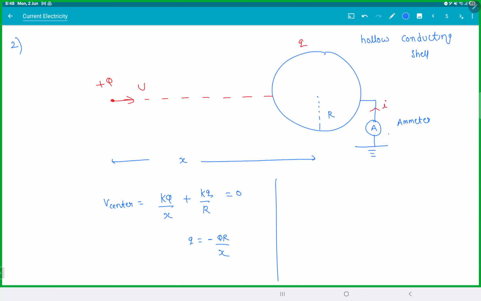And then we know current I is nothing but dq by dt. So when you differentiate this, you'll get minus qR, the differential of 1 by x is minus 1 by x square, dx by dt. Now be careful here, dx by dt is not u, dx by dt is minus u, since x is decreasing.